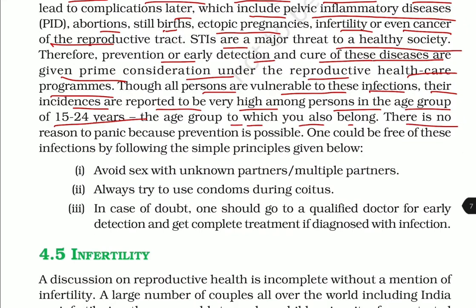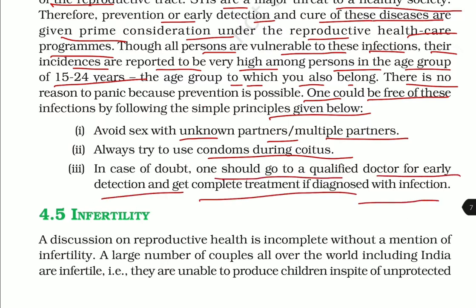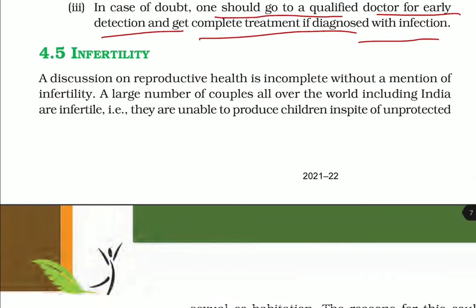There is no reason to panic because prevention is possible. One could stay free of these infections by following simple principles given below. Avoid sex with unknown partners or multiple partners. Always try to use a condom during coitus. In case of doubt, one should go to a qualified doctor for early detection and get complete treatment if diagnosed with the infection.